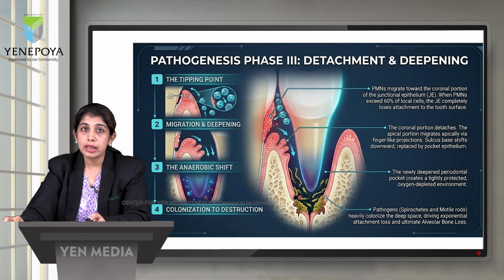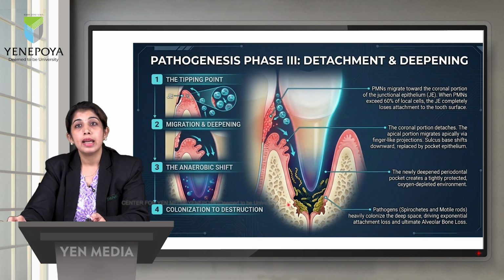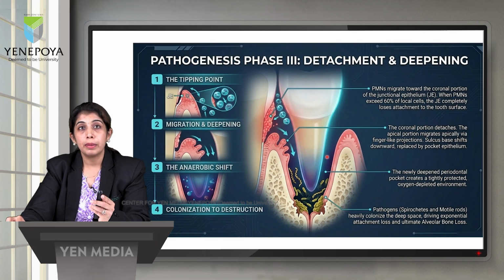Now what is happening when there is a deep periodontal pocket? There is an anaerobic shift, because in this area the oxygen is very low. When your redox potential is very low, your aerobic bacteria cannot thrive, whereas your anaerobic bacteria can thrive very well. Examples are your red complex bacteria, your periodontal pathogens, spirochetes and motile rods. When this happens, there is ultimately bone loss and tooth loss. Okay, so this is how the pathogenesis of pocket happens.